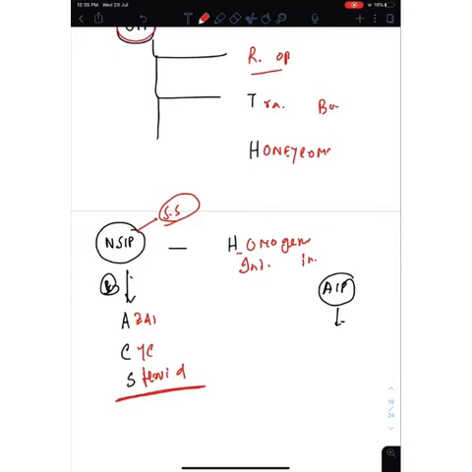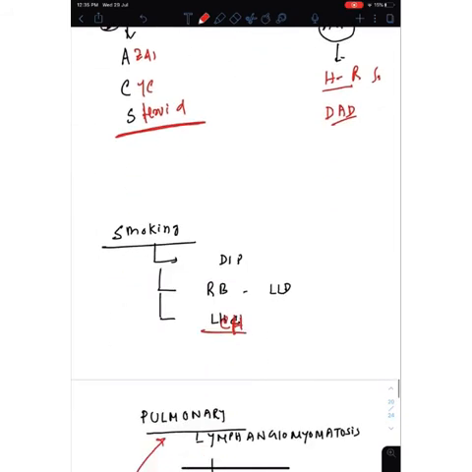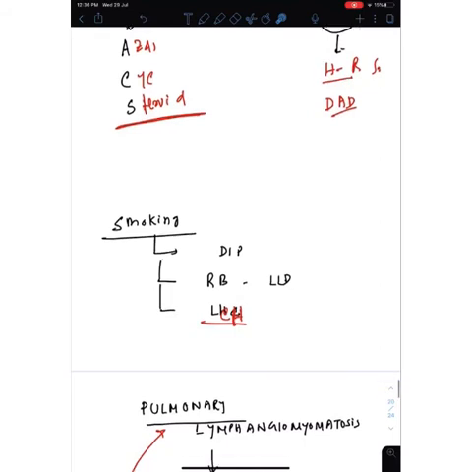AIP, acute interstitial pneumonia, otherwise known as Hamman-Rich syndrome, is dangerous and fulminant, sometimes preceded by a viral URTI or upper respiratory infection. Here you will get diffuse alveolar damage. So that's it. Now smoking is associated with some of the ILDs, like desquamative interstitial pneumonia, respiratory bronchiolitis associated ILD, and Langerhans cell histiocytosis. So they are the ones which are associated with smoking.